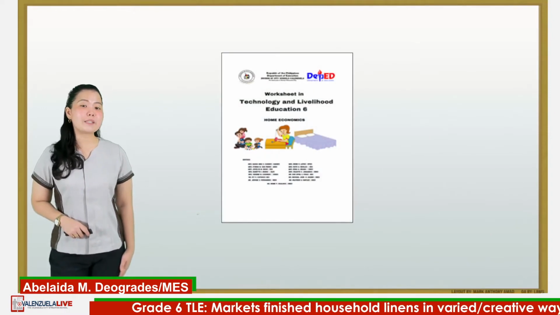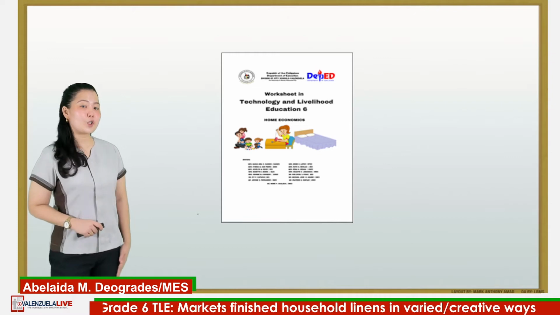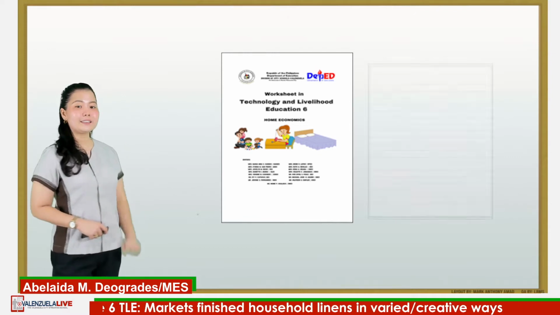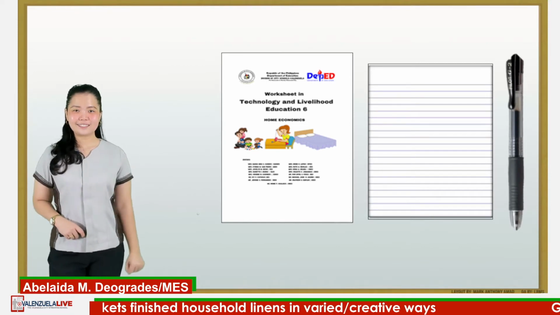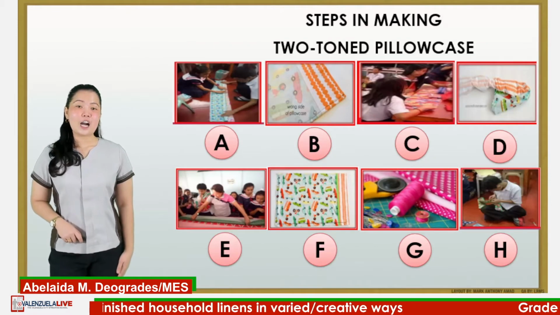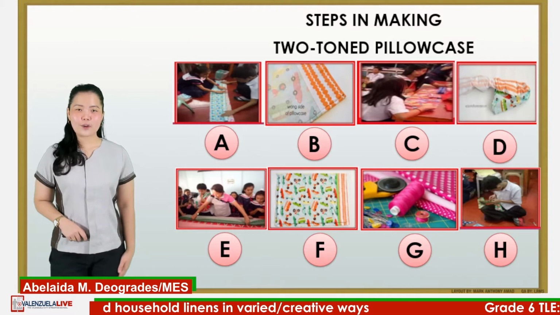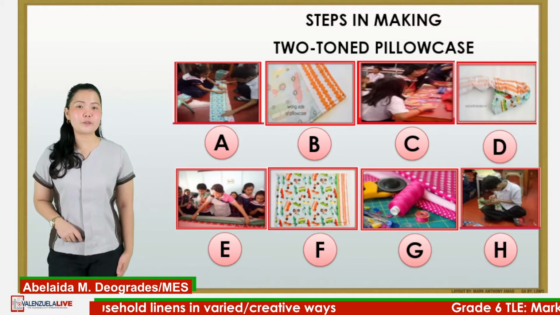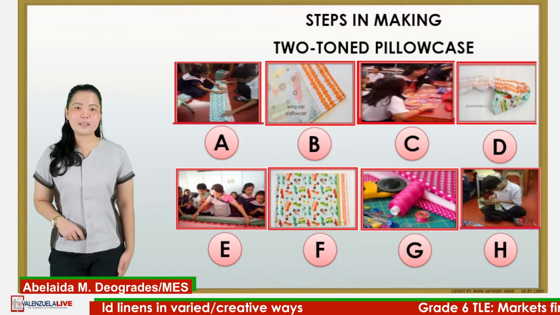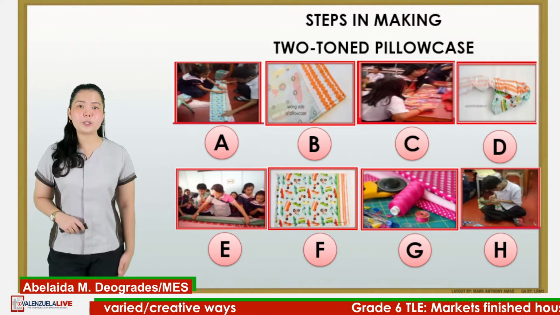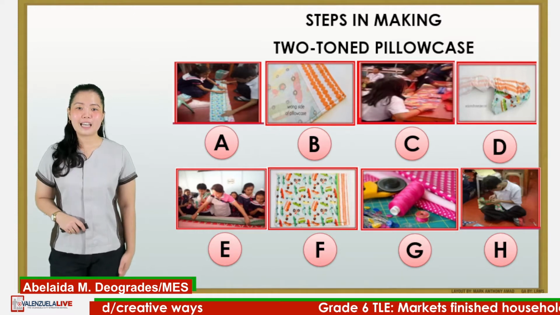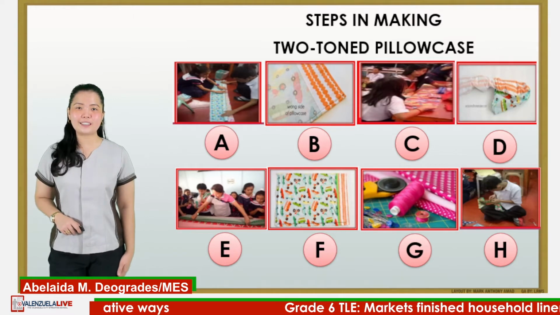As you perform this learning activity, make sure you have with you your module, your paper, and your ballpen. Are you now ready to learn? First, let us have a review of your previous lesson. Steps in making a two-tone pillowcase. Identify which picture will be the first step. Comment the letter of your answer.